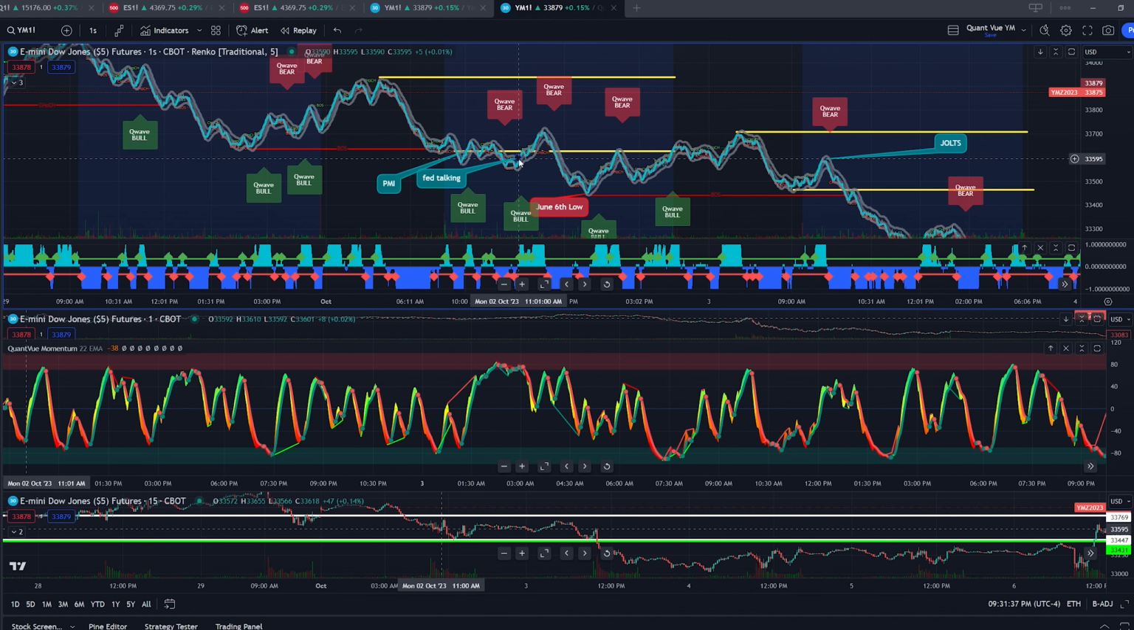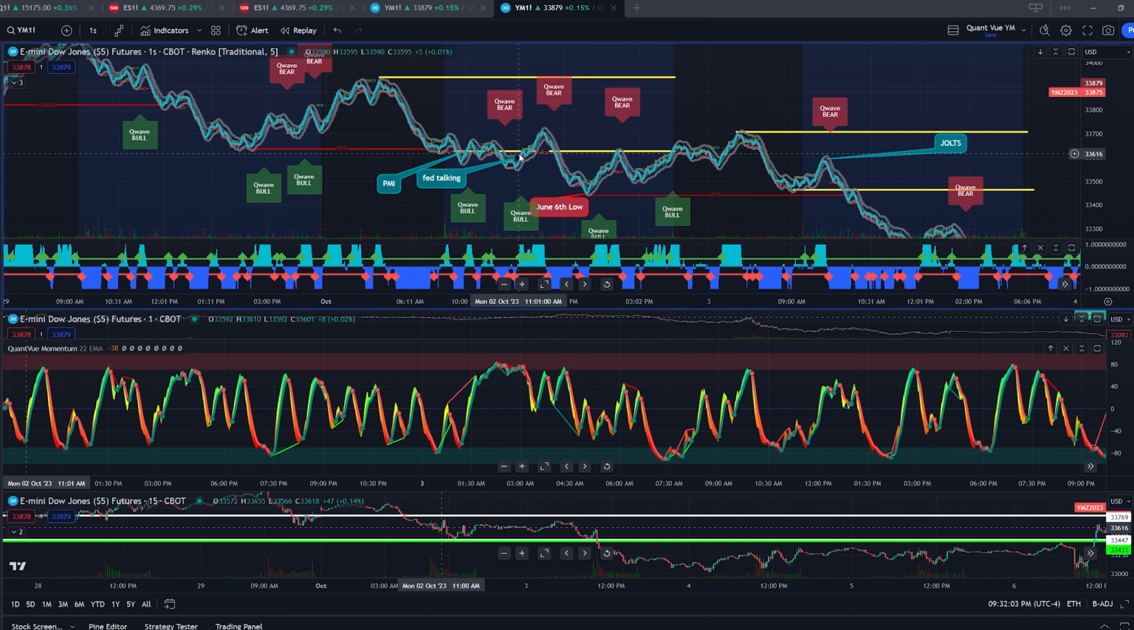Now, when the Fed speaks, if I was to take this long, I'd be taking this long on the Q wave bull signal. Now, not just because there's a bull signal, because we also have the money ball as confluence. We also have confluence on the QuantVue momentum. I use the QuantVue momentum only for entries. I do not use it for exits. There's a couple different reasons for that.